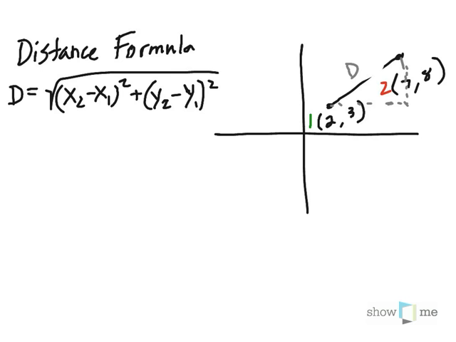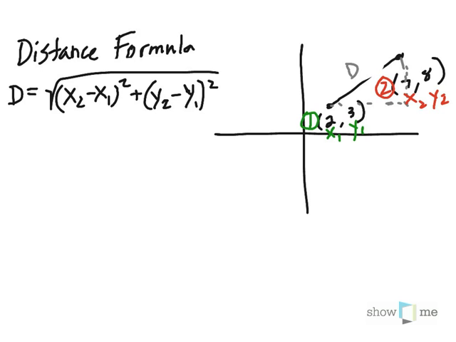Okay, so those are my points, and what I'm going to do before I get started is label their x and y coordinates. So I'm going to call this x1 and y1 because that's the x and y coordinate of point 1. Then I'm going to call this x2 and y2 because it's the x and y coordinate of point 2. Remember, the first number is always x, the second number is always y, same order as the alphabet.